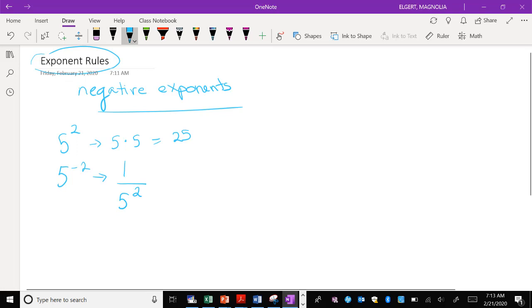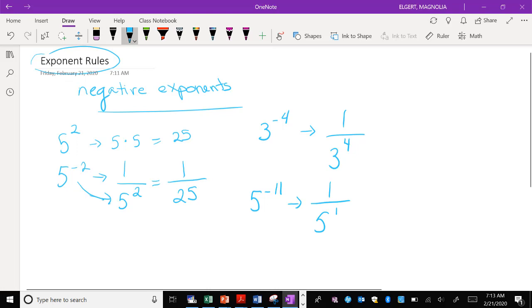So when I change it from the top to the bottom, it becomes positive. And sometimes you can leave it like that. Sometimes you would evaluate. So let's look at some examples. 3 to the negative fourth would become 1 over 3 to the fourth. 5 to the negative 11th would be 1 over 5 to the 11th.